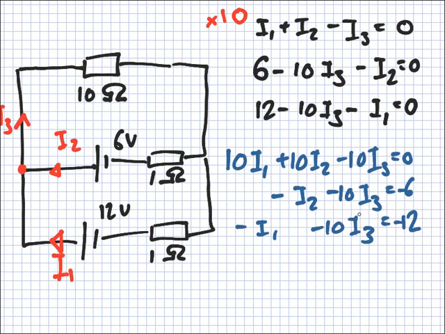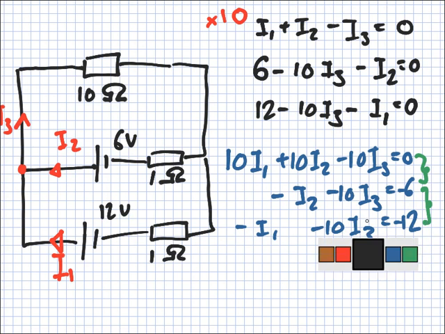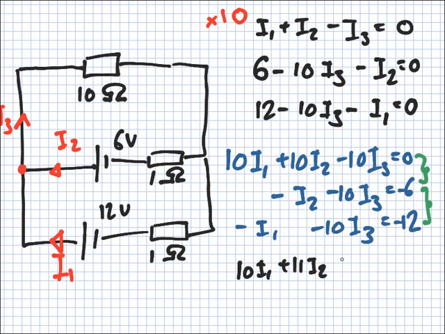Now I can subtract these two and I3 cancels. I can subtract these two and I3 cancels. So subtracting the first two, I'll have 10I1 plus 11I2 equals 6. And then the second two, I'll get I1 minus I2 equals minus 6 minus minus 12, which is 6. Okay.